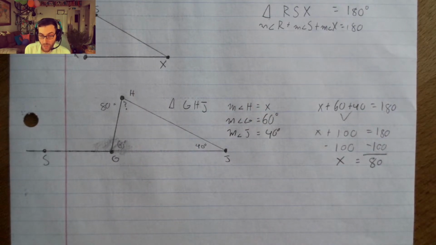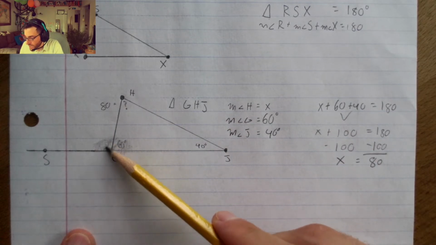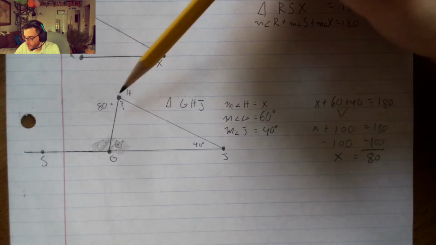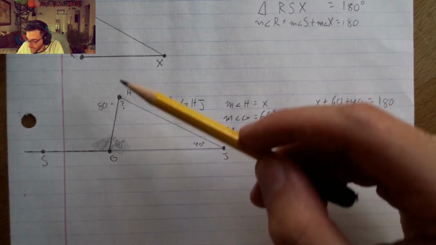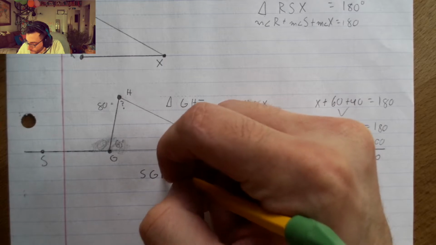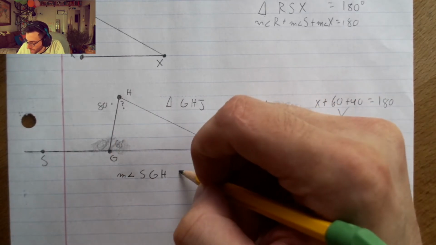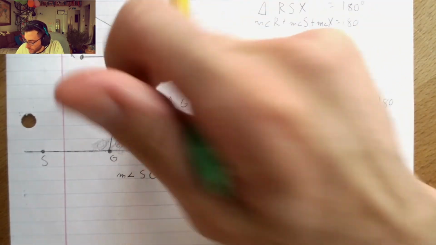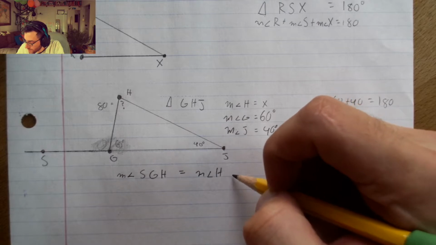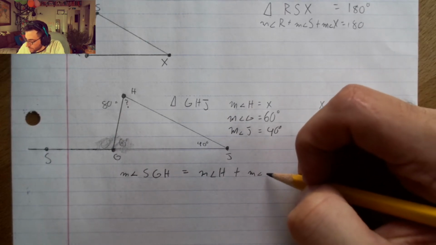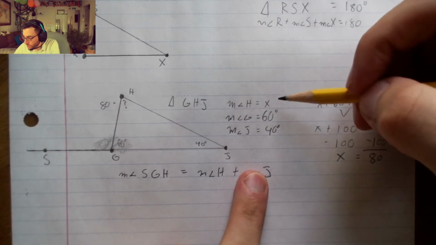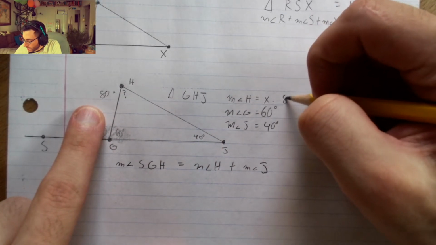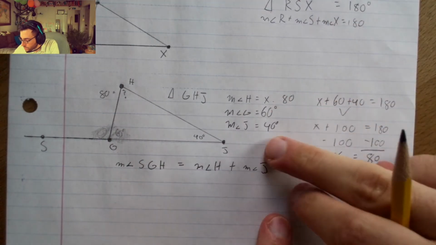What our exterior angle theorem says, or what we would describe as a postulate, is this empty space right here is equivalent to our two non-adjacent angles, meaning that angle SGH is equal, in measure, to the measure of angle H plus the measure of angle J. To go about and verify this, we know that angle H was equal to 80, correct? And angle J was equal to 40.